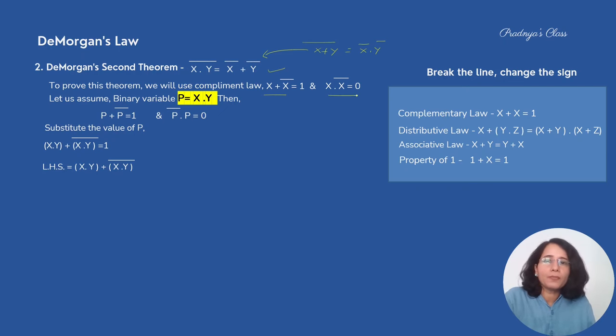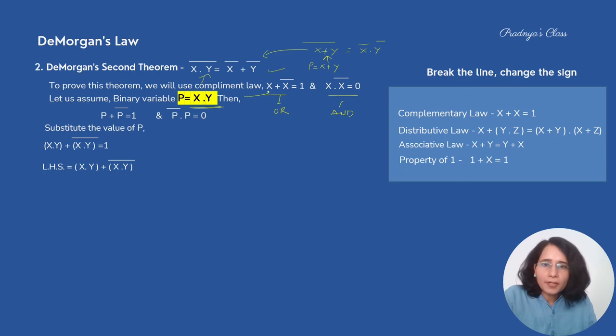So there are two complementary laws, one for the OR operation and one for the AND operation. In De Morgan's first theorem, we assumed the value of P as x plus y because we had to prove this. Now we will assume the value of P as x dot y, as we have to prove this side.